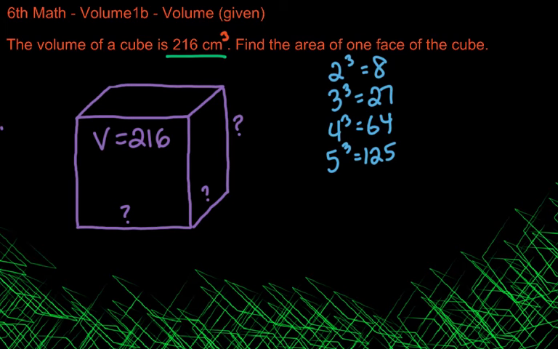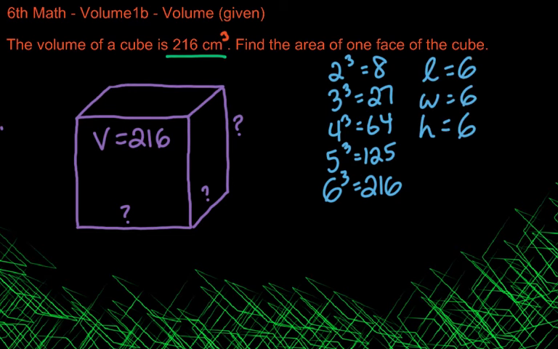Well, I go through my numbers and I find out that I'm not quite there yet. And I think about 6 cubed, and I look at my table, that's 216. Otherwise I could have just multiplied 6 by 6 by 6 to get 216. All right, now that means that each question mark is 6. So all three of those dimensions, those linear dimensions, are 6.